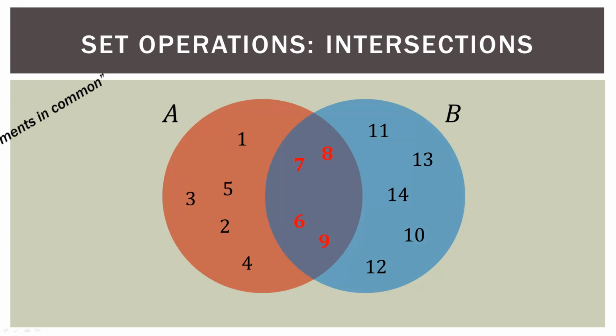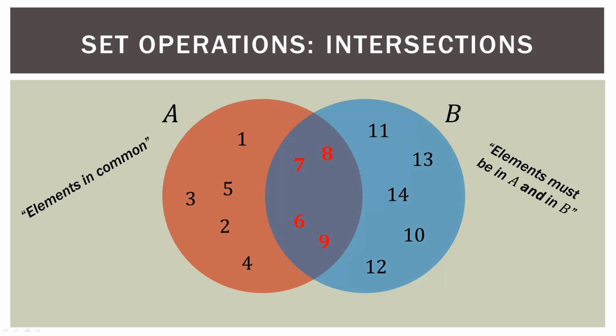So a little bit more about intersections. What we say is these are the elements these two sets have in common. Now another way we can say it is that these elements must be in A and in B. In A and in B.